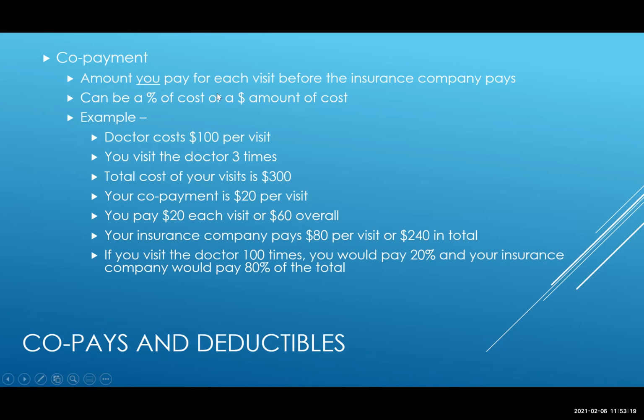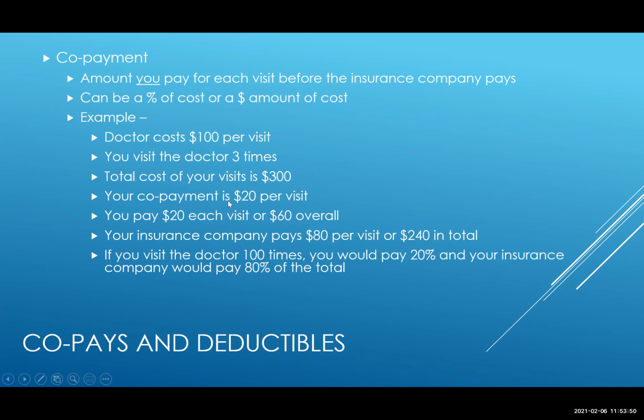So the copayment, sorry, is the amount you pay for each visit before the insurance company pays. It can be a percent of the cost or a dollar amount of the cost. Example, the doctor costs $100 per visit. You visit the doctor 3 times. The total cost of your visit is $300. That's your out-of-pocket cost, right?